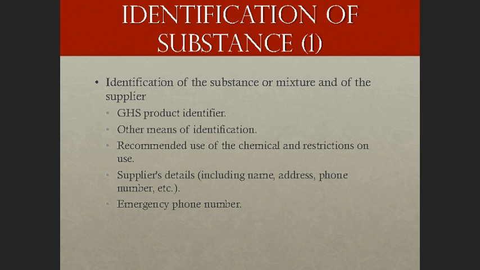So identification of substance in section 1 is going to contain things like your Global Harmonization System, or GHS, product identifier, other means of identification like a trade name or chemical name, chemical uses restrictions, the supplier details and manufacturer's information, and sometimes we'll get an emergency phone number for the manufacturer, or possibly Chemtrec or another agency.